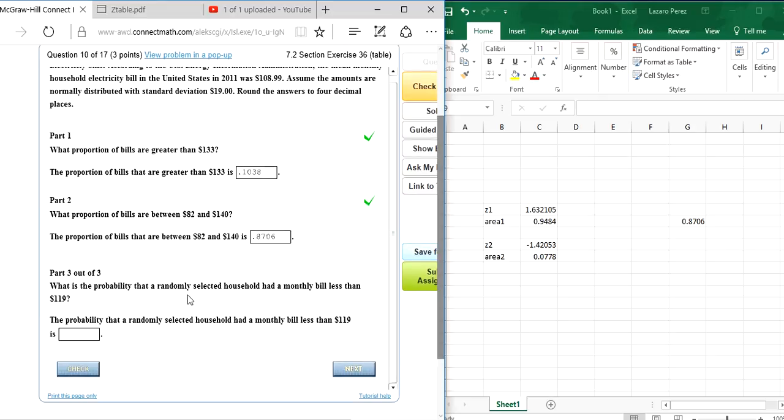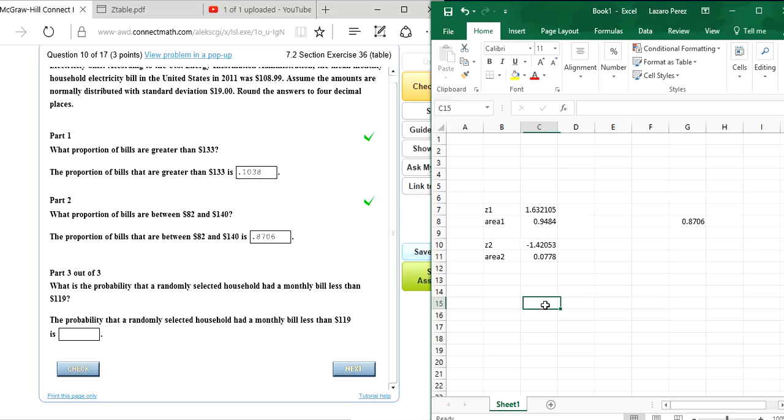What is the probability that a randomly selected household has a monthly bill less than 119? All right, so for this one, you're just going to find a z-score again. They want less than 119. So 119 minus the mean, 108.99, divided by standard deviation of 19. All right, so we got our z-score. And remember, you have to round z-score to 2 decimals. So that would round out to be 0.53.